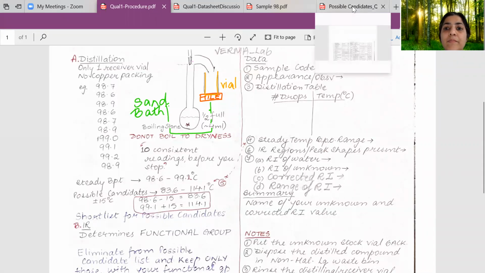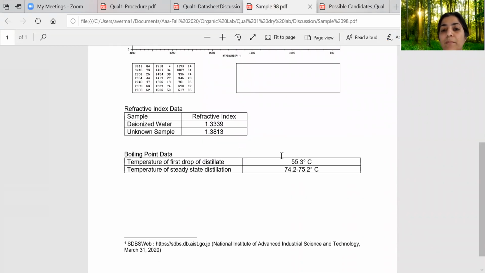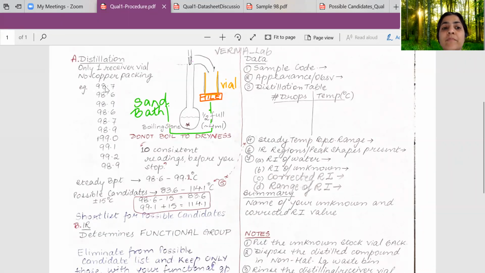When you start, there is a big possibility that you will get very low numbers. For example, the first drop that you get may be at 55.3. But as you increase the temperature, you will see a different number appearing. You need to get 10 consistent readings before you stop recording your numbers on the distillation table. From this distillation table, we will get our steady temperature of the boiling point range.